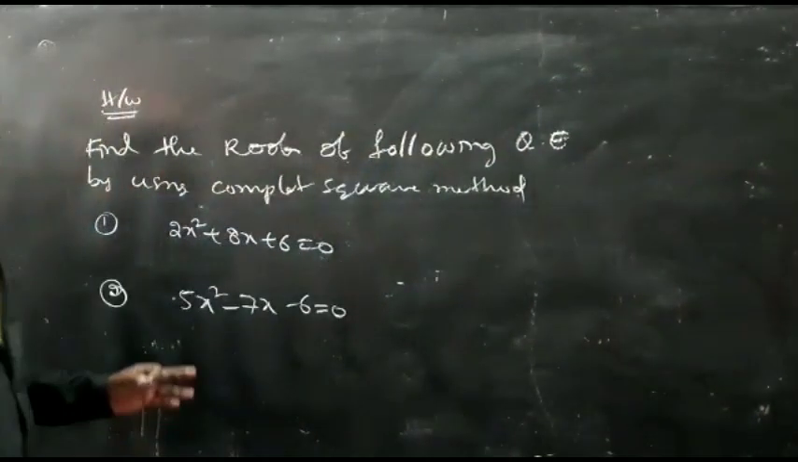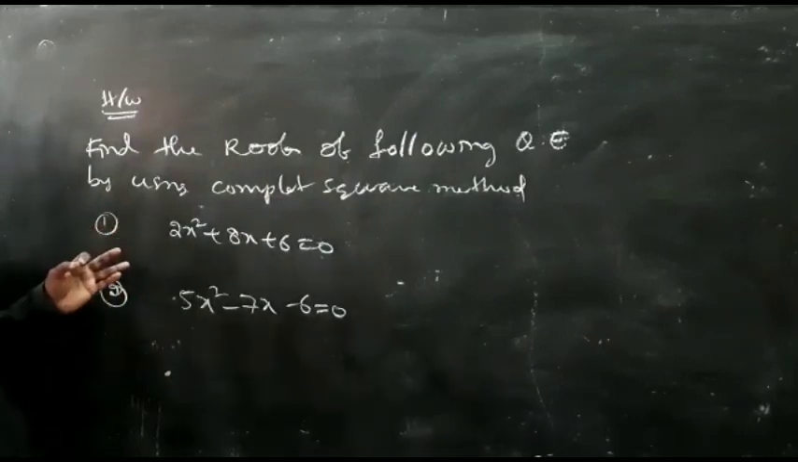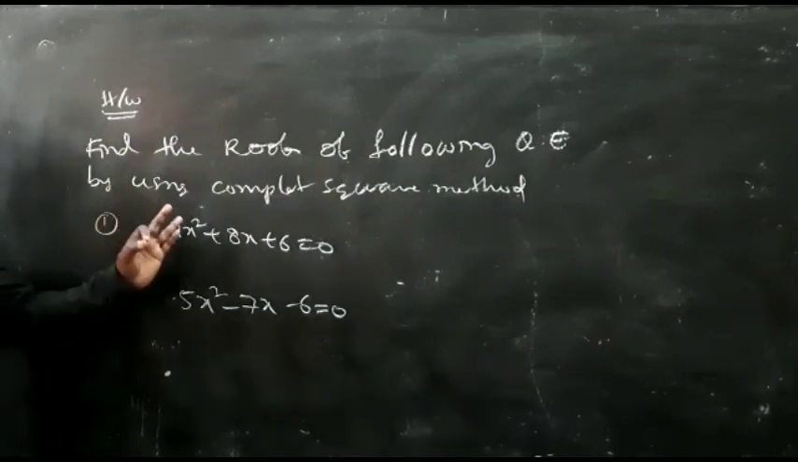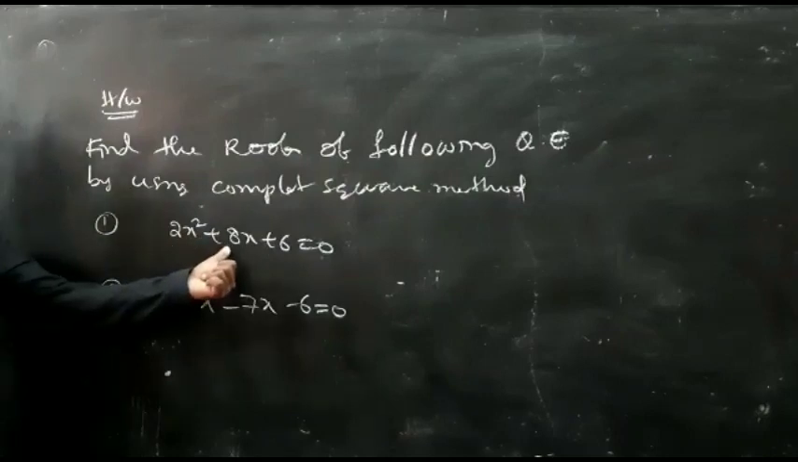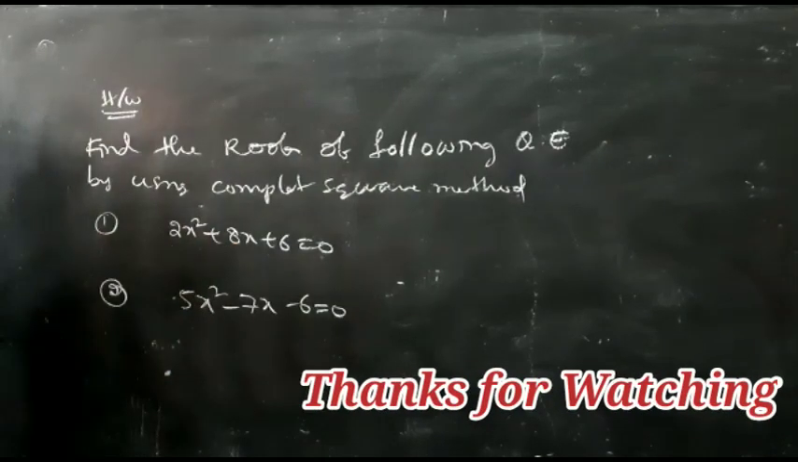So 10th class students, here is the homework on today's concept. Find the roots of the following quadratic equations by using the completing square method: 3x square plus 8x plus 6 is equal to 0, and 5x square minus 7x minus 6 is equal to 0.